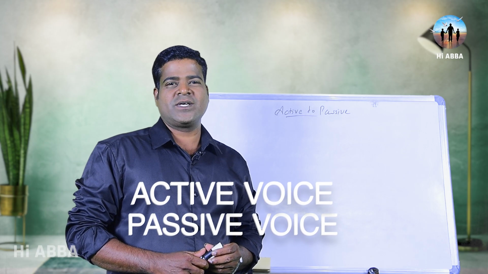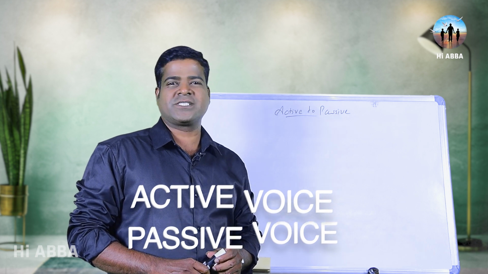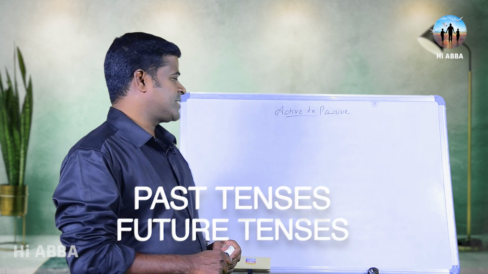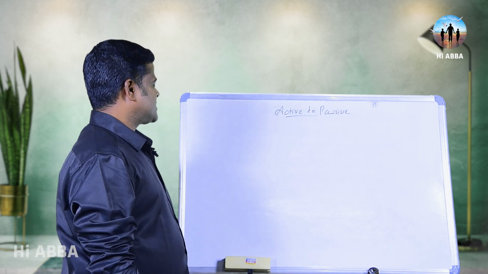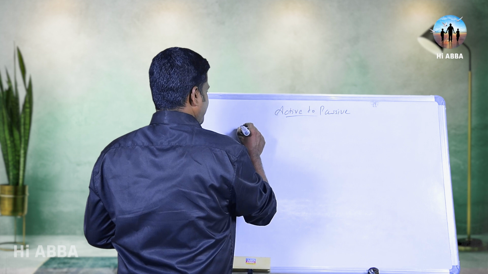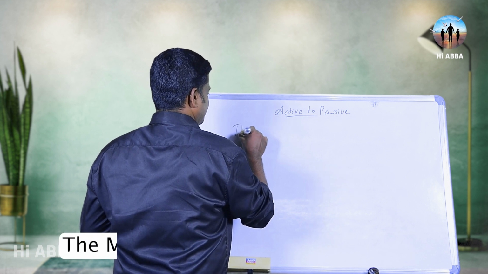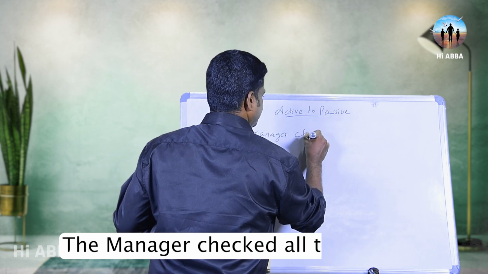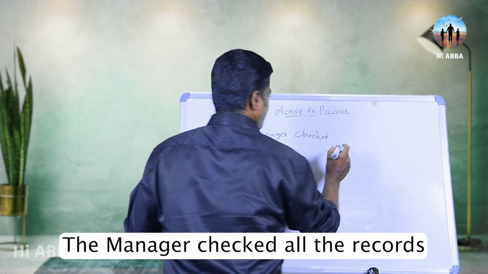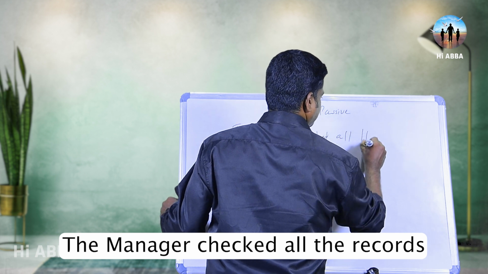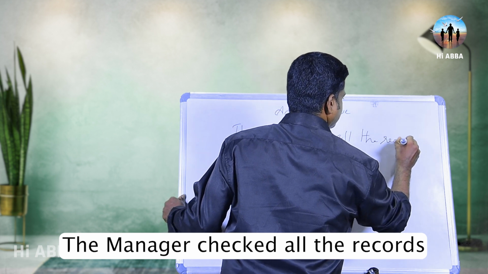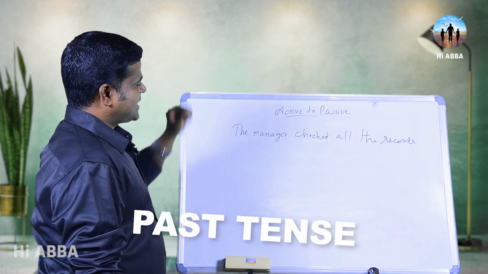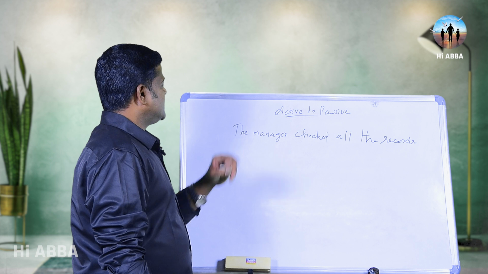We are dealing with active voice and passive voice. Yesterday we have seen the examples for present tenses, and today we are going to see the examples for past tenses and future tenses. Now we will take the first sentence here. The manager checked all the records. So we are going to see the example for past tenses. Now this sentence is in simple past tense.